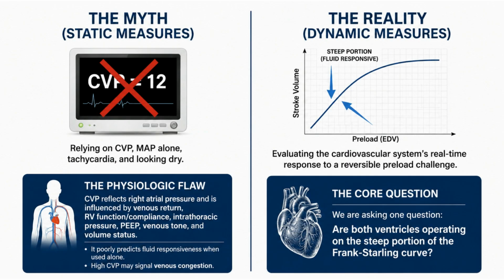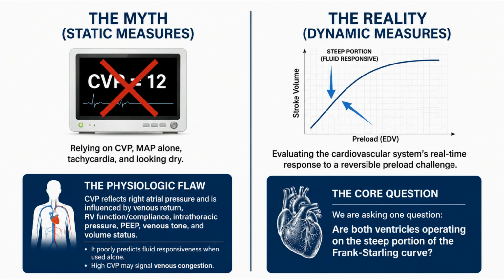The myth is that static measures alone tell us whether to give fluid. Central venous pressure, mean arterial pressure, tachycardia, and physical appearance can be useful context, but they are poor standalone tests of fluid responsiveness. Central venous pressure reflects right atrial pressure. It is influenced by venous return, right ventricular compliance, intrathoracic pressure, positive end expiratory pressure, venous tone, and volume status. A high value may signal venous congestion rather than useful preload. The reality is dynamic assessment.